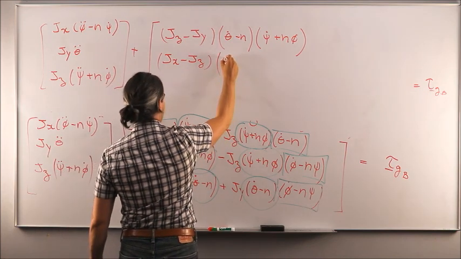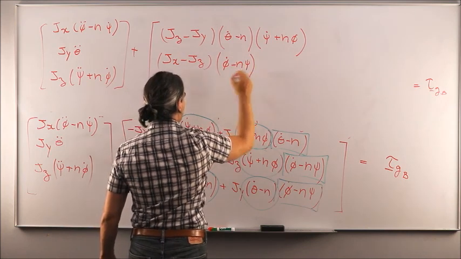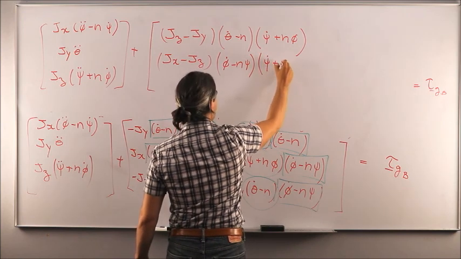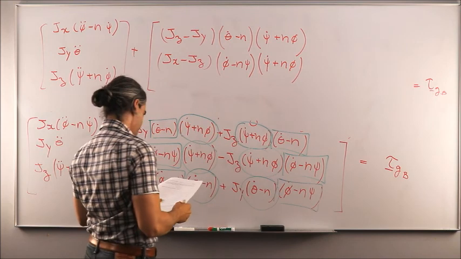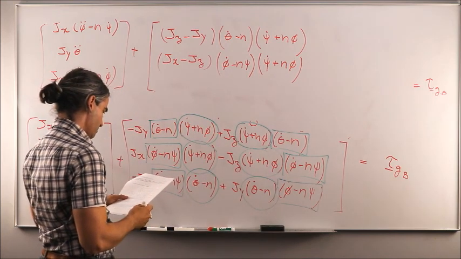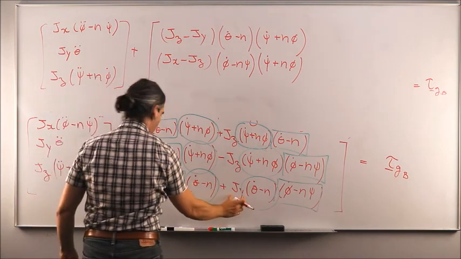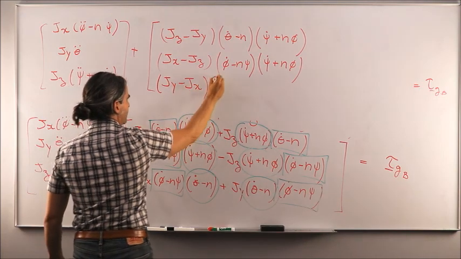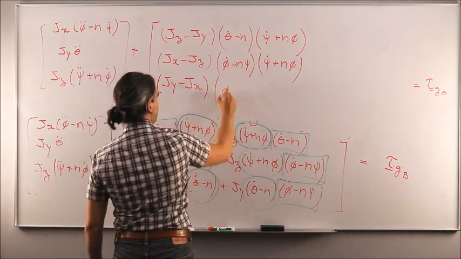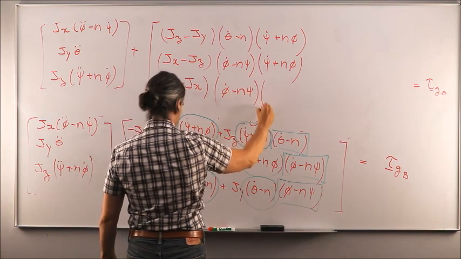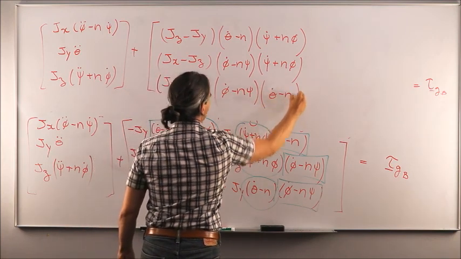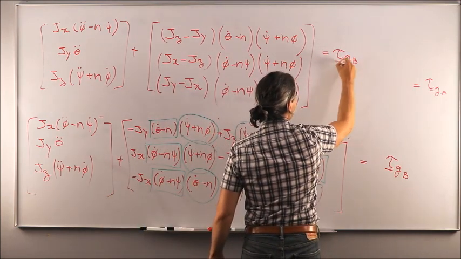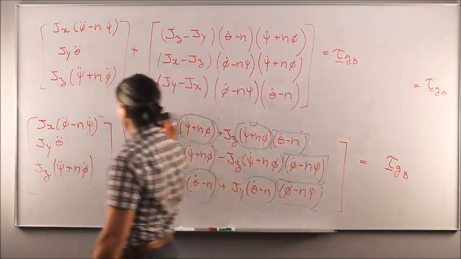So phi dot minus N psi times psi dot plus N phi. Okay, and here we have y minus x, Jy minus Jx, both multiplying this term and that one. So this plus that equal to gravity gradient torque in the body fixed reference frame about the center of mass of the spacecraft.